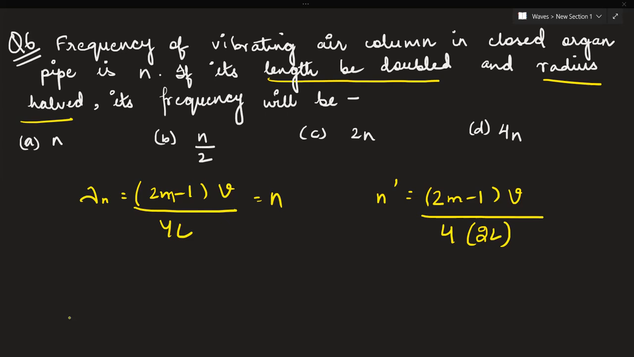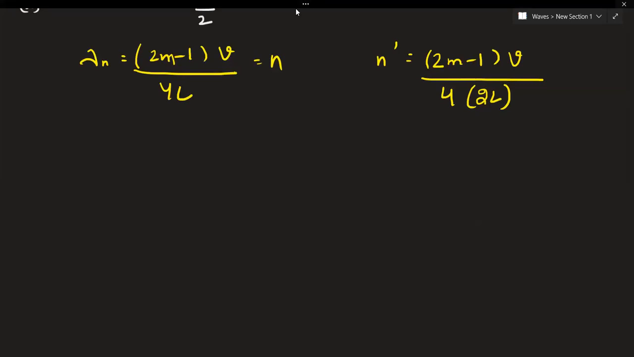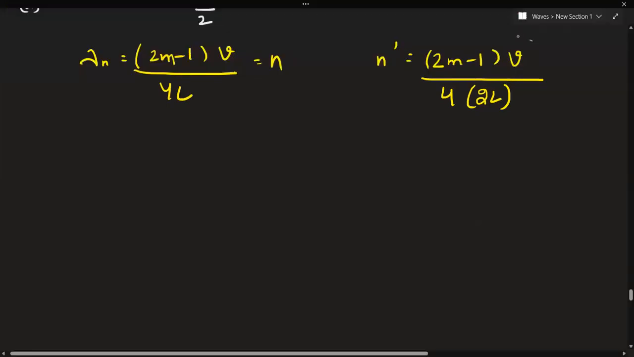Two N. Which one? Which option? A, B, C, D? C. C twice N. C, it won't be twice of it. Just look at this, even without taking the ratio. If you leave this 2L, look at all these terms, apart from this 2L. All these terms are the same. Yes, see 2m minus 1 v by 4L, 2m minus 1 v by 4L.